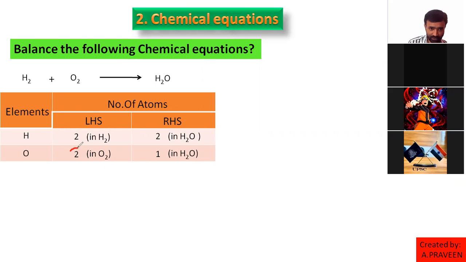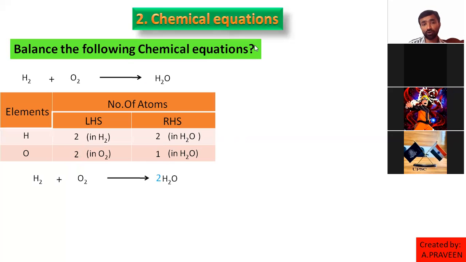So here simply 2 is required on the RHS side. Don't write it in the subscript or add any number to the formula unit. Only take that number as a coefficient before the formula unit. In H2O, I need to change the oxygen count, so I need to put a coefficient before H2O. Clear? So here 2 is written as the coefficient before H2O.